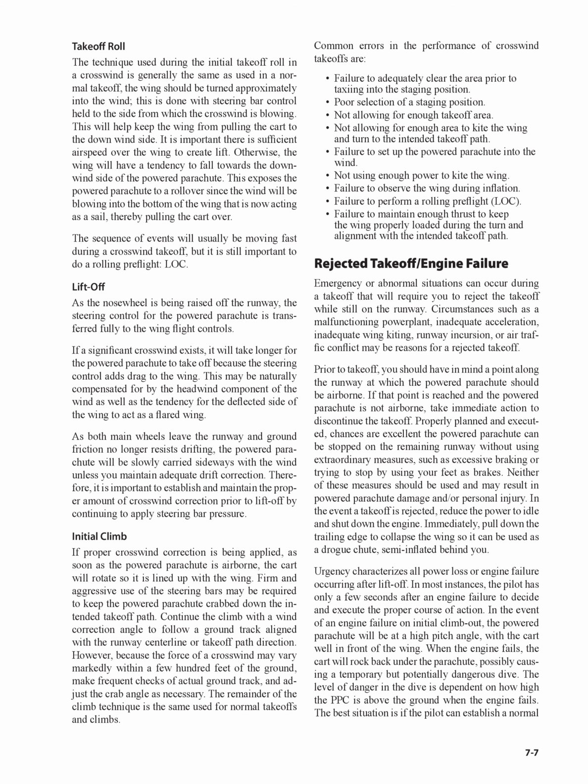Common errors in the performance of crosswind takeoffs are: failure to adequately clear the area prior to taxiing into the staging position, poor selection of a staging position, not allowing for enough takeoff area, not allowing for enough area to kite the wing and turn to the intended takeoff path, failure to set up the powered parachute into the wind, not using enough power to kite the wing, failure to observe the wing during inflation, failure to perform a rolling pre-flight (LOC), failure to maintain enough thrust to keep the wing properly loaded during the turn and alignment with the intended takeoff path.